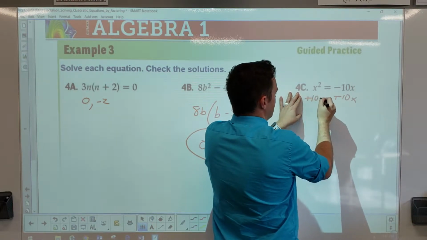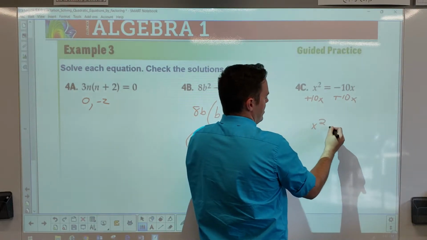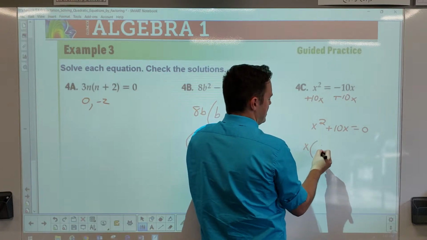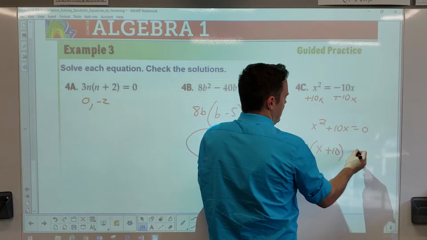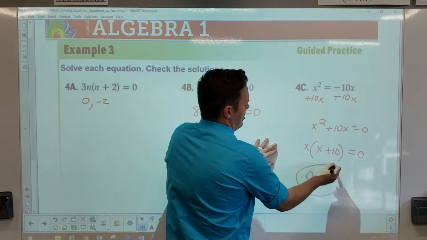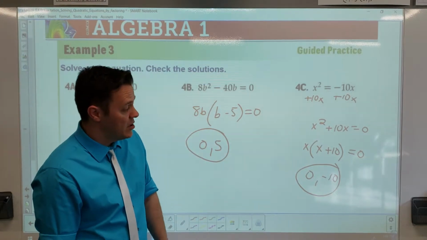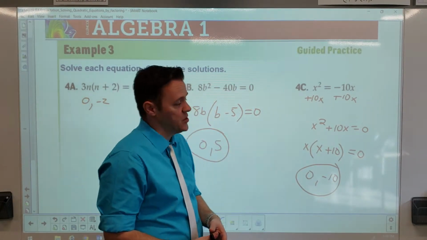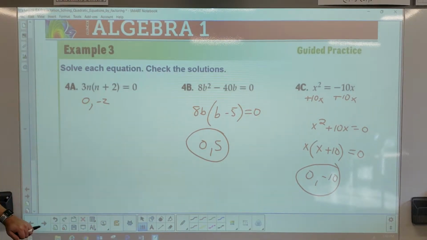10x plus 10x. Okay? So I have x squared plus 10x equals 0. You factor out an x, you get x plus 10 equals 0. Your answers are 0 and negative 10. I know I do it fast, but if I go too fast, back it up, watch it a couple times. You guys should get the answers.